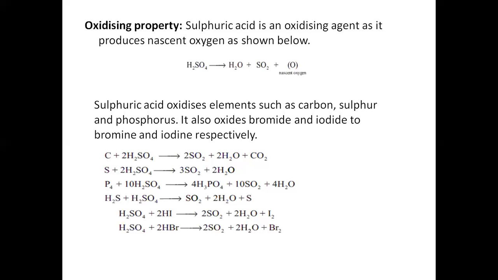Like that, HBr reacting with H2SO4 gives SO2 plus H2O plus Br2. In HBr, the bromine is in the -1 oxidation state, and in Br2 the oxidation state is 0. So the oxidation number is increasing, and we call it oxidation.